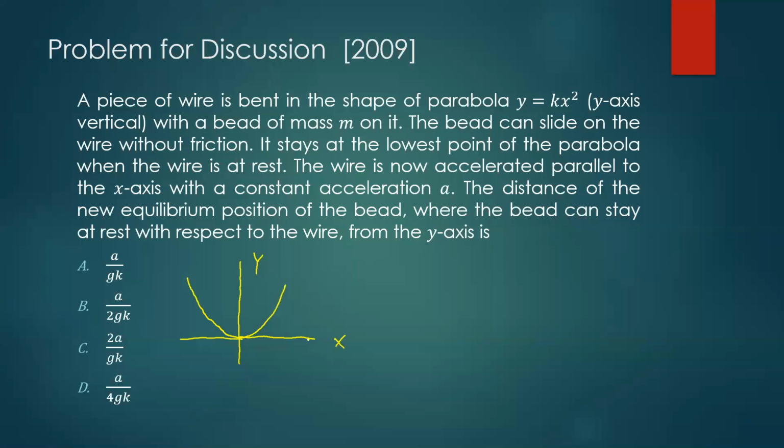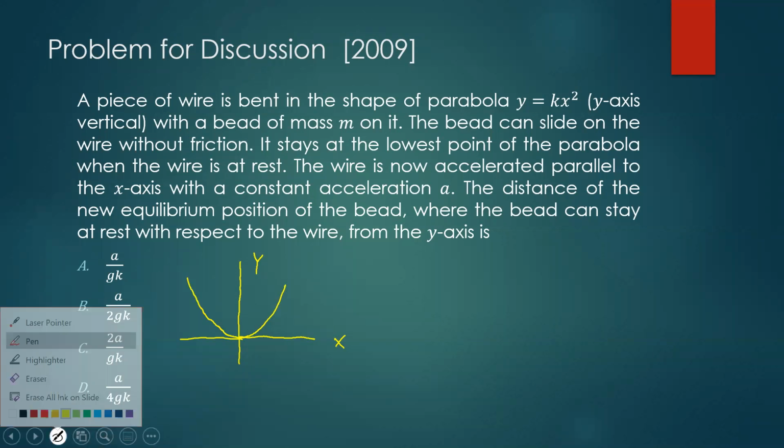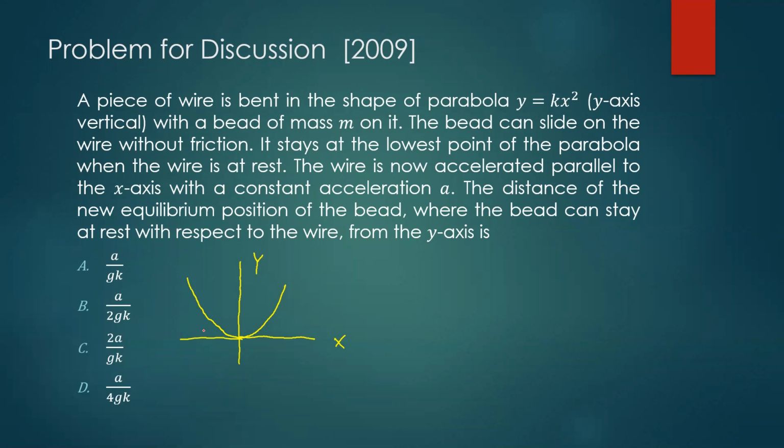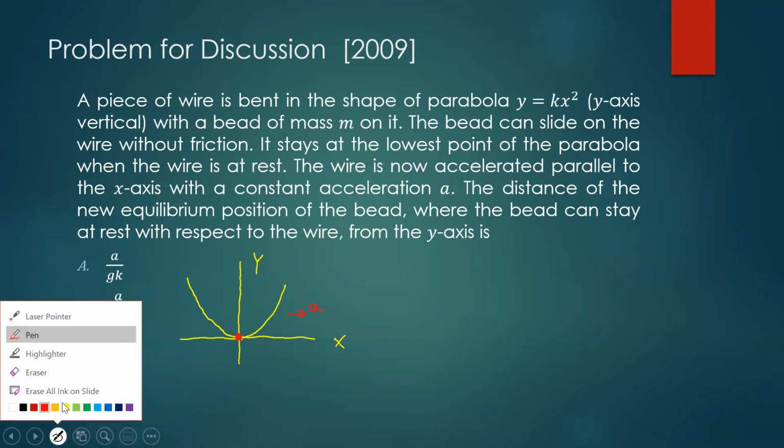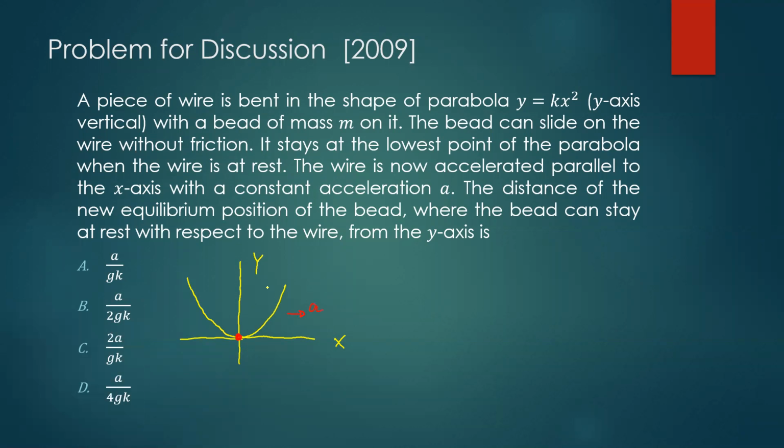Now, the problem says the bead is initially at rest at the lowest position. So that is at rest there. All right. Now, if I give some acceleration to the right, let's say A is the acceleration, what will happen if there is an observer? Let's say, imagine there is a massless, tiny observer standing on the wire.